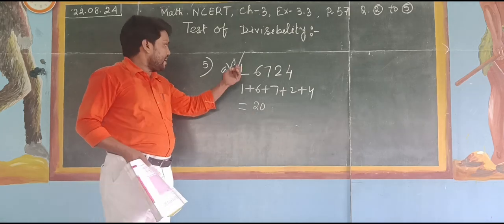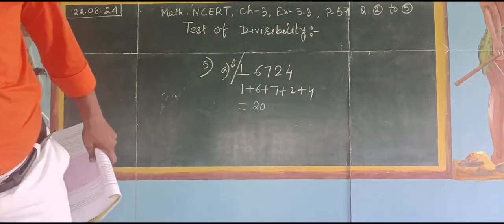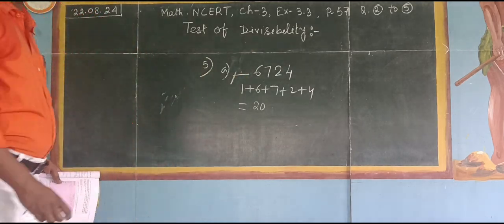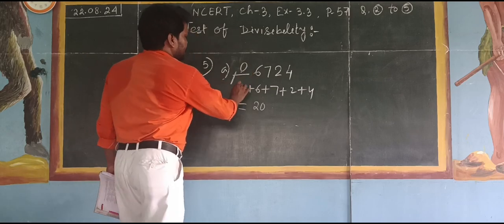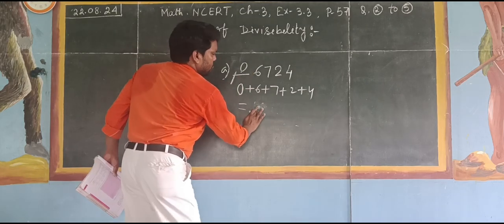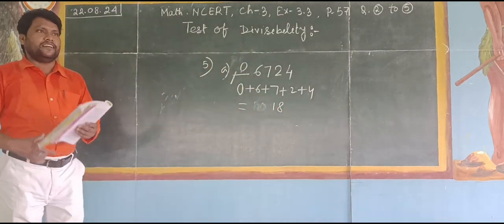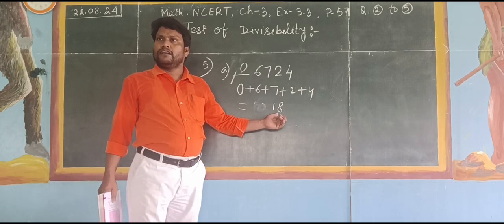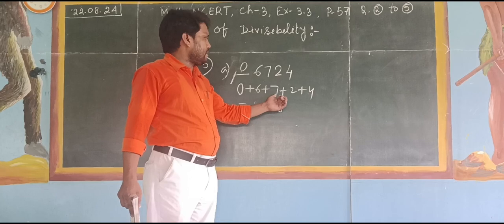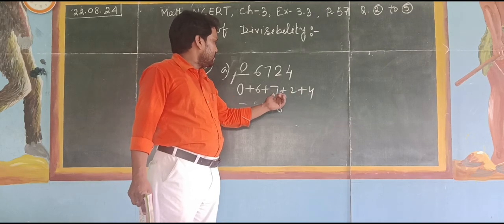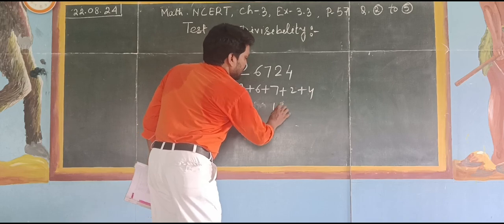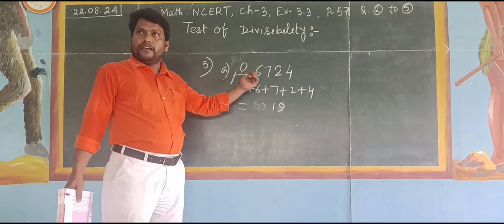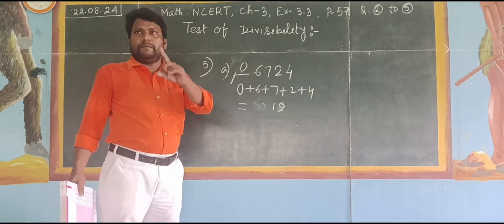No. Now take 0 as the smallest number, because you know that 0 is a whole number. So take 0, then add. What will be the sum? 18. 18 will be divisible by 3. Okay, 6 plus 7 is 13, 13 plus 6 is 19. So when I have taken 1, the number is not divisible by 3.